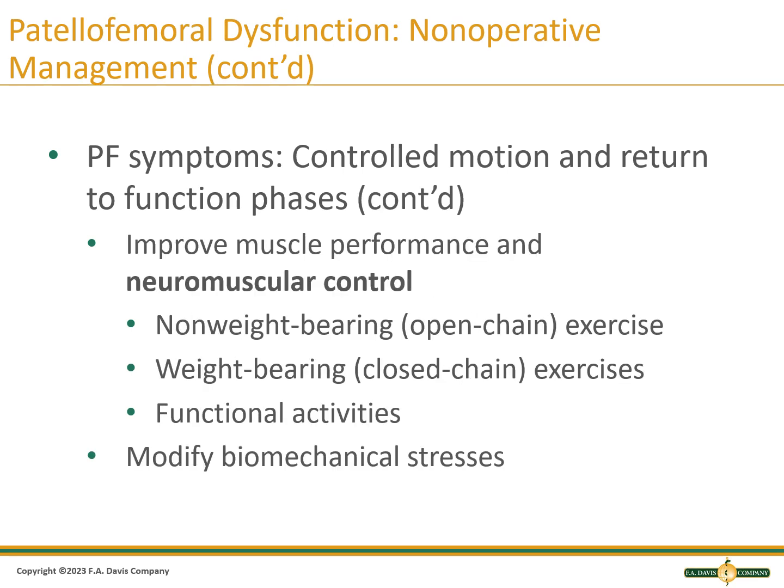During controlled motion and return to function phases, we want to improve muscle performance and neuromuscular control utilizing things like proprioception and balance activities. We want to do non-weight bearing open chain exercises in a controlled eccentric fashion, and then we also want to do weight bearing closed chain exercises for that proprioceptive and balance input. And then we want to implement functional activities to restore function, ensure safety, and promote proper muscle firing through the performance of those functional activities. And as we go, we want to modify biomechanical stresses so that we decrease the potential reemergence of pain for this patient.